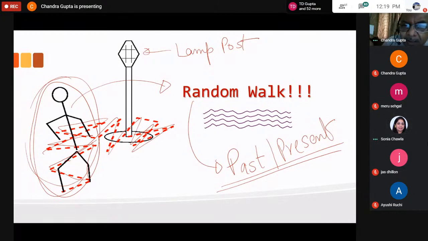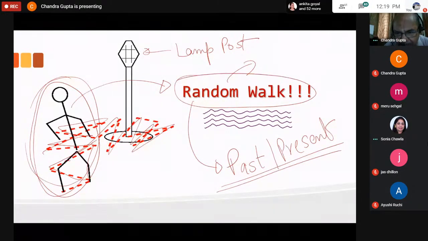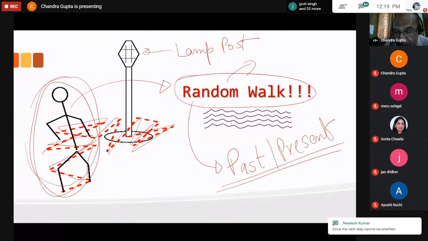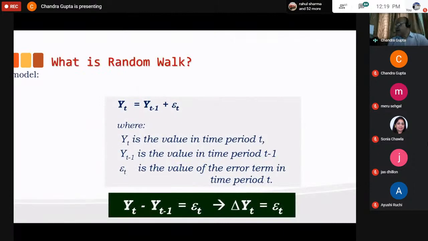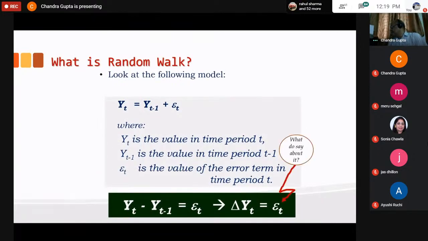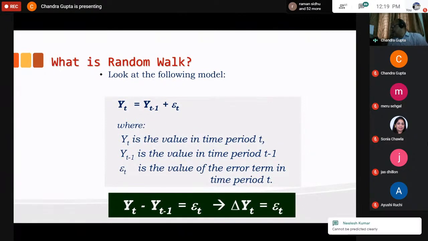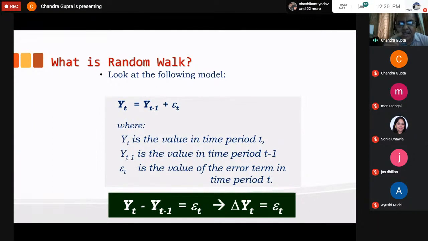In the weak form, we say if the market does not have a random walk, then we have a weakly efficient market. But how do we define random walk? Every stochastic process may not be a random walk. Please understand that. Prices may have a random walk, but returns may not have a random walk. Understand that. Yes, Nilesh is right. You cannot predict the next step. Then you can say that it is having a random walk.